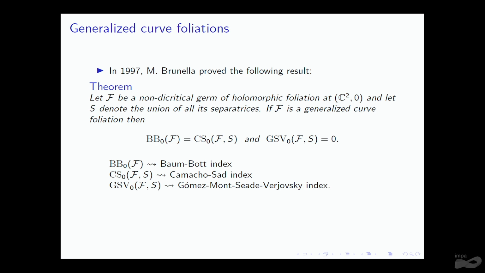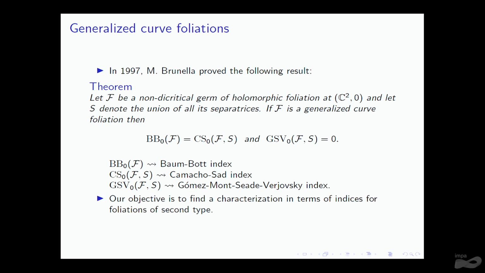So BB here is the Baum-Bott index. CS is the Camacho-Sad index with respect to the invariant curve S. And the GSV stands for the Gomez-Mont-Seade-Verjovsky index with respect to this invariant curve S. So I'll give very brief definitions of these indices. And our objective is to find a characterization in terms of indices for foliations of second type.